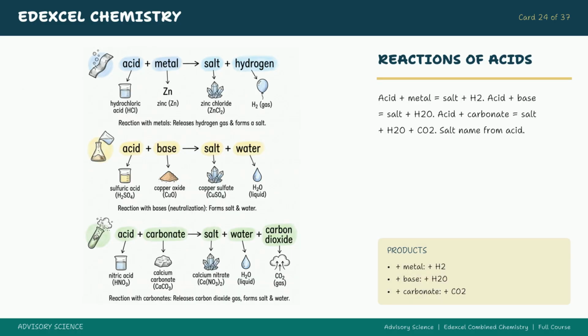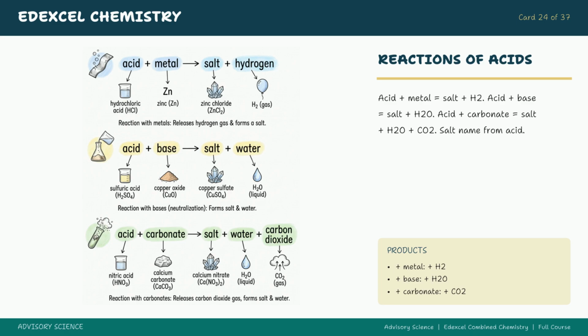Reactions of acids. There are 3 classic reactions of acids to know. Acid plus a metal makes a salt plus hydrogen. Acid plus a base, which can be a metal oxide or hydroxide, makes a salt plus water. And acid plus a carbonate makes a salt plus water plus carbon dioxide. The name of the salt comes from the acid. Hydrochloric acid makes chlorides, sulfuric acid makes sulfates, and nitric acid makes nitrates.